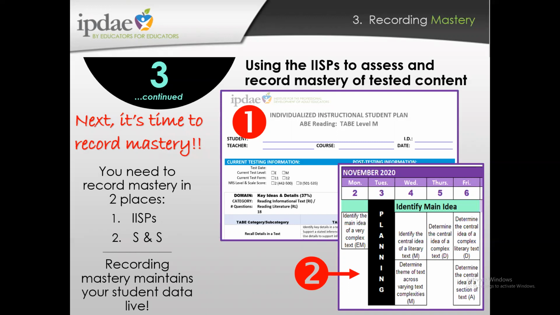Now remember, live data is the only really useful data. If your data is old and you do not maintain it current, guess what? It is absolutely useless. To make sure that your students will continue to make learning gains, you've got to continue to update their IISPs as well as your instructional scope and sequence.